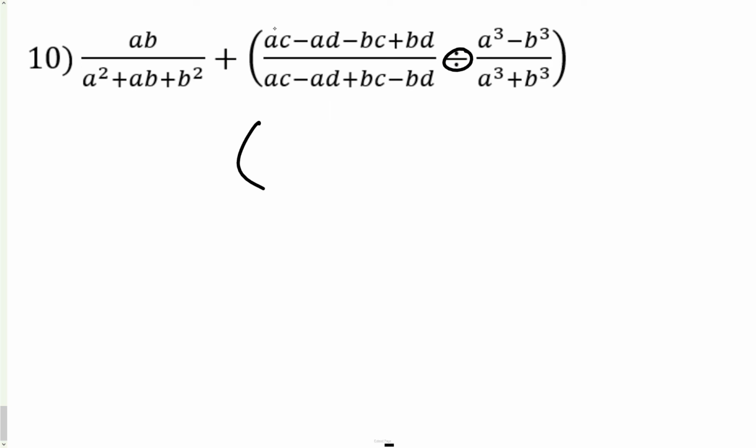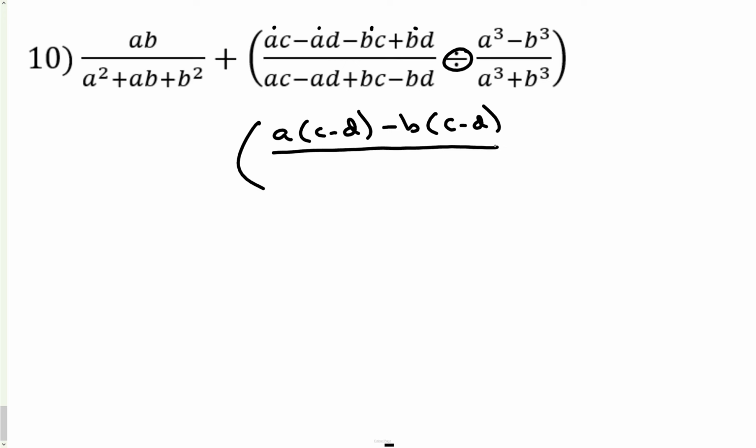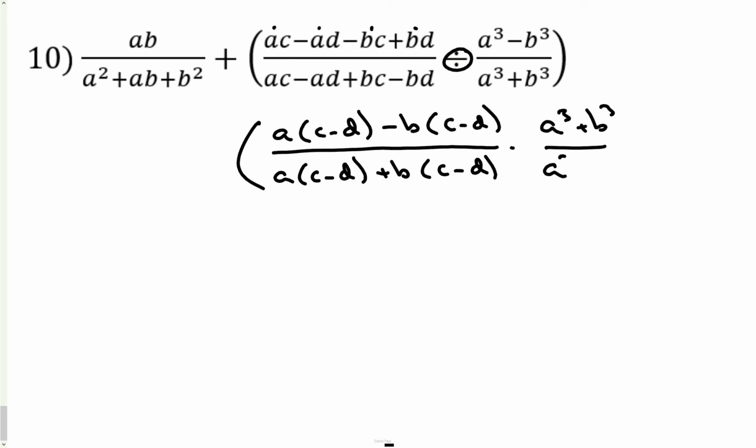But first, I notice I can maybe try to factor this by grouping. So let's factor out an A. We have a C minus D. Factor out a -B, and we also have a C minus D. Okay, we'll finish this in a second. Same at the bottom, A times C minus D. And now a positive B times C minus D. Times A to the third plus B to the third over A to the third minus B to the third. So instead of dividing, I multiply by the reciprocal.